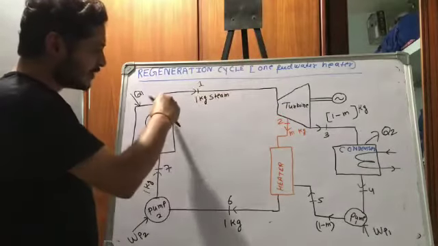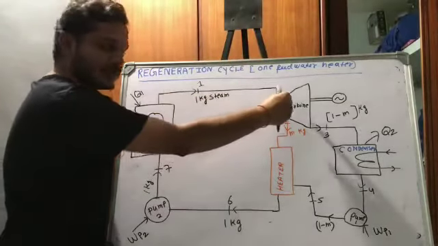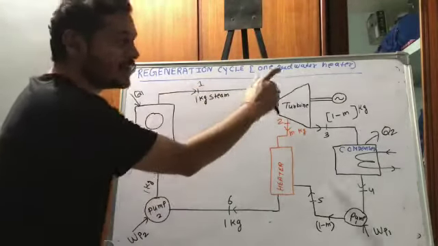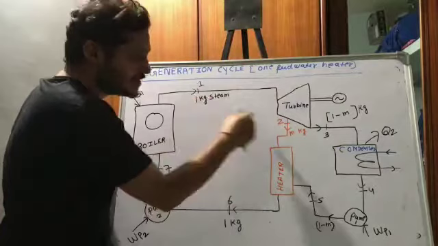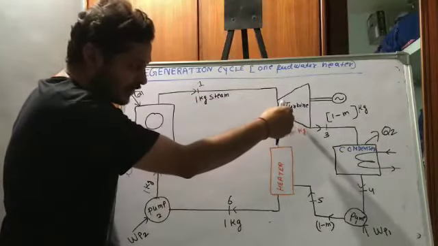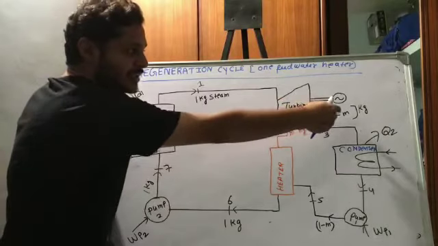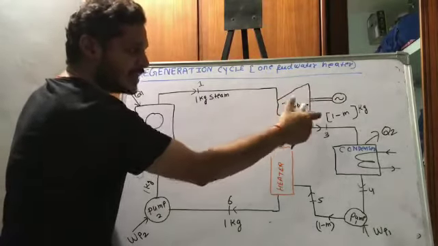Again I am saying, 1 kg of steam is coming from the boiler to the turbine. We are not allowing this whole 1 kg of steam to expand in the turbine. What we are doing is, out of this 1 kg, m kg of steam we are taking out somewhere from the turbine, and 1 minus m kg is expanding here.